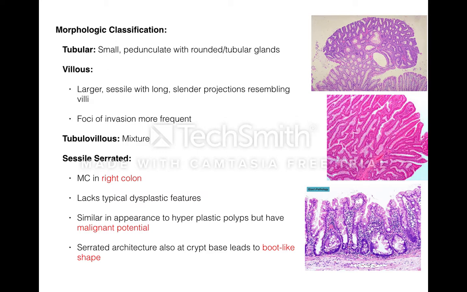Tubulovillous adenomas have characteristics of both tubular and villous adenomas. Sessile serrated adenomas are similar to hyperplastic polyps at first glance, but they have malignant potential. Unlike the other adenomas, they also lack the characteristic dysplastic features. These tend to occur in the right colon and also have a serrated architecture that extends to the base. This gives some of the glands a more boot-like shaped appearance, as you can see in the bottom right picture.